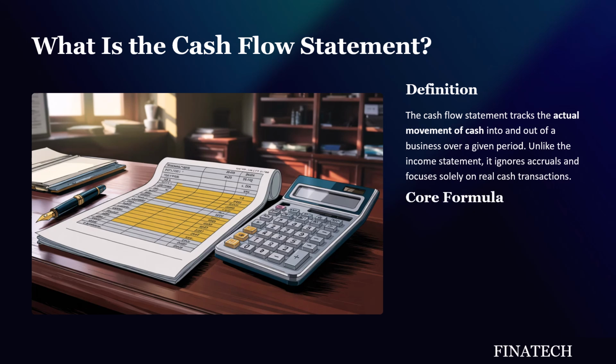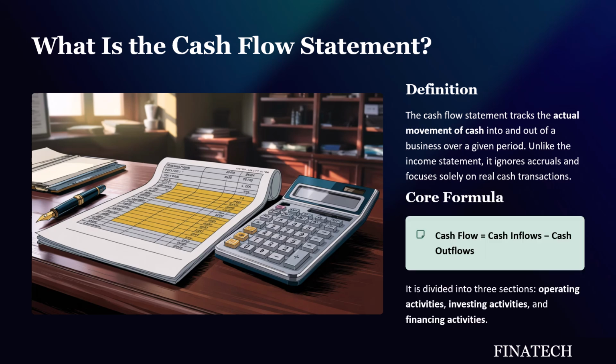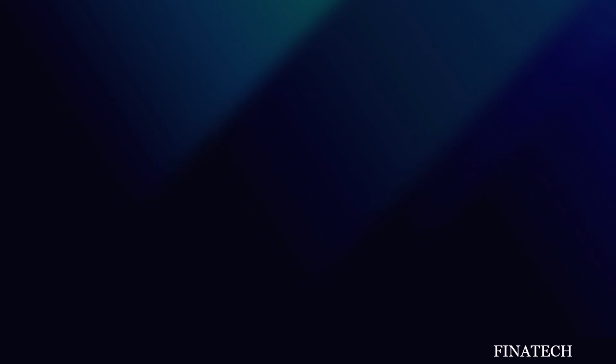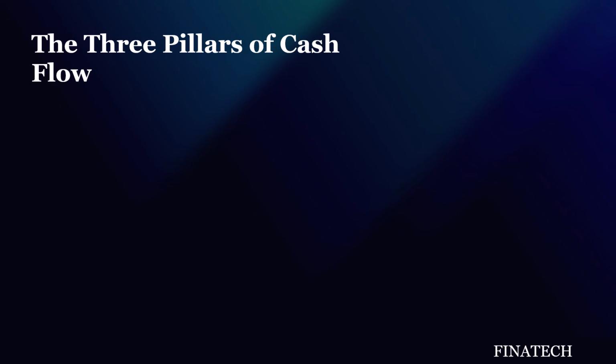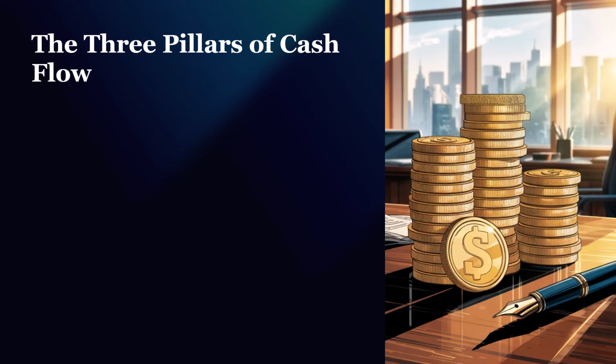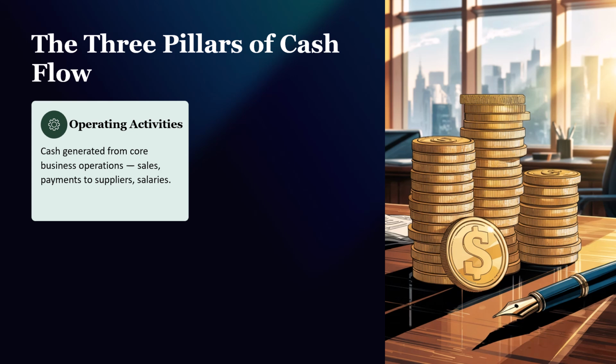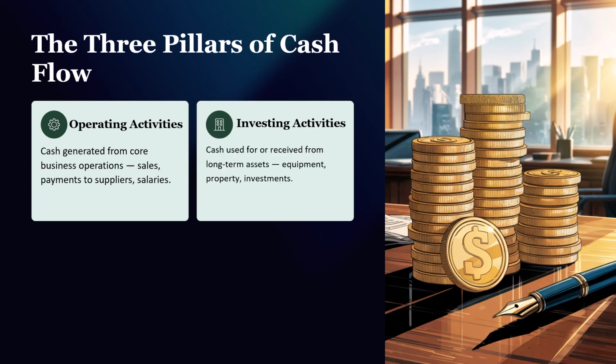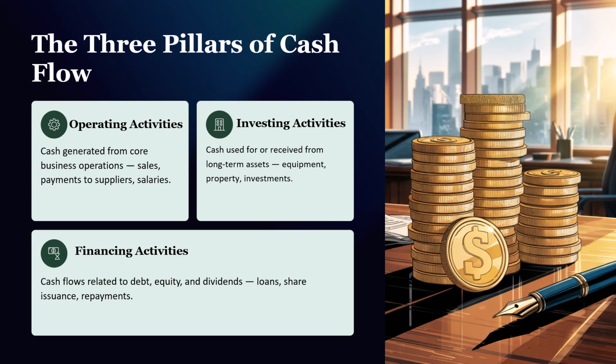This is the core formula. Cash flow equals cash inflows minus cash outflows. The three pillars of cash flow: operating activities, investment activities, and financing activities.